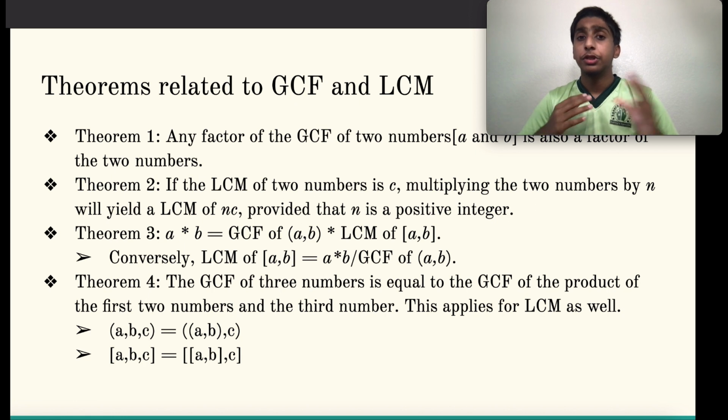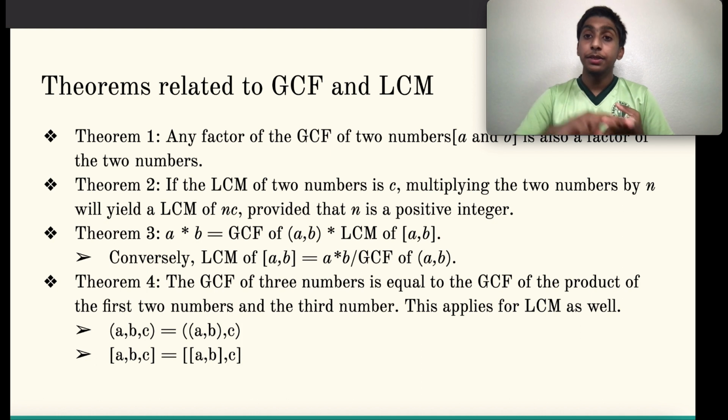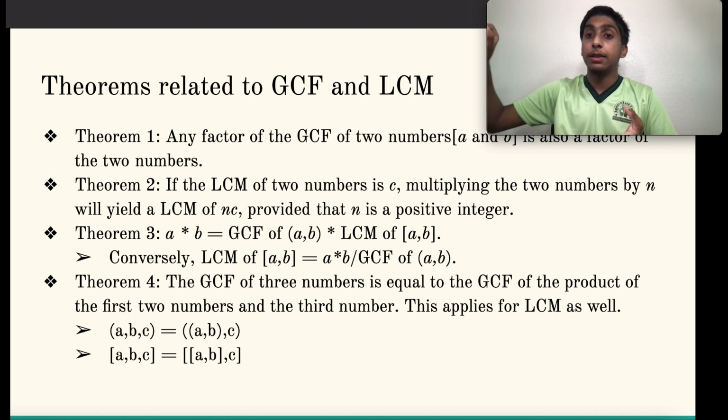Theorems related to GCF and LCM. The first theorem is that any factor of the GCF of two numbers is also a factor of the two numbers. So what this is basically saying is if you have two numbers A and B, and you find their GCF, the GCF will often have its own factors. Let's just say that the GCF is 6. Well, 6 has factors of 2, 3, 1, and 6. It has 4 factors. So these factors are also factors of A and B.